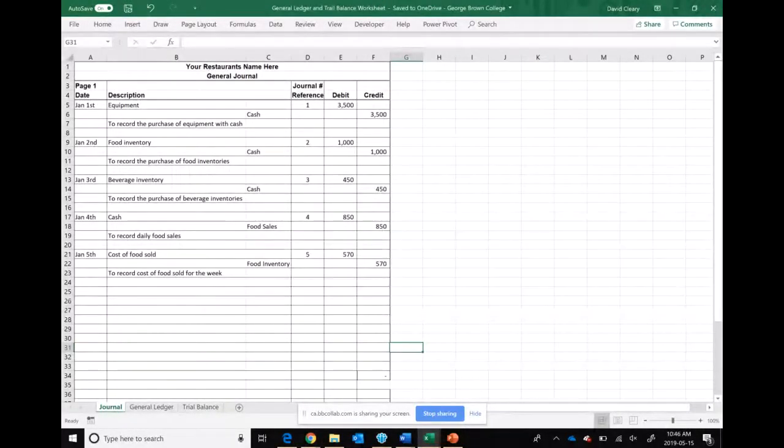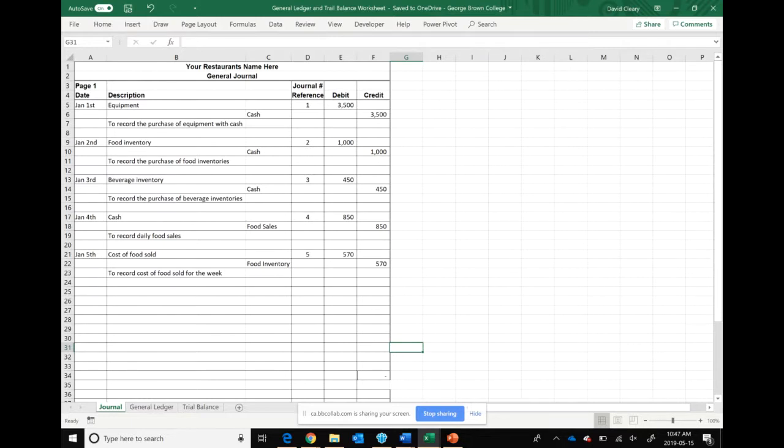These are the examples that we came up with yesterday. These were some examples of journal transactions. The first one is to record the purchase of equipment with cash. On January 2nd, we recorded the purchase of food inventories. January 3rd, we recorded the purchase of beverage inventories. January 4th, we recorded daily food sales. And then on the 5th, we recorded cost of food sold for the week.